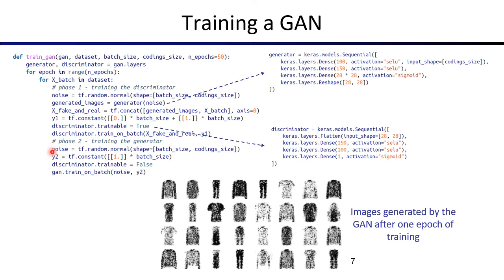In phase 2, we also create some noise, normal noise, Gaussian distribution of noise, and we create our labels, which are all ones. Then we set the trainable parameter of the discriminator to false, since as you remember, we don't want to train the discriminator in phase 2. Then we call the train on batch function for our entire GAN, which will pass the noise to the generator, and then the generator will generate some images, pass them to the discriminator, and then look at what output we get, and thus the parameters and the weights of the generator will be updated. So here we can see the output images we get after just one epoch of training the GAN. We get images that are very similar to those in the Fashion MNIST dataset.